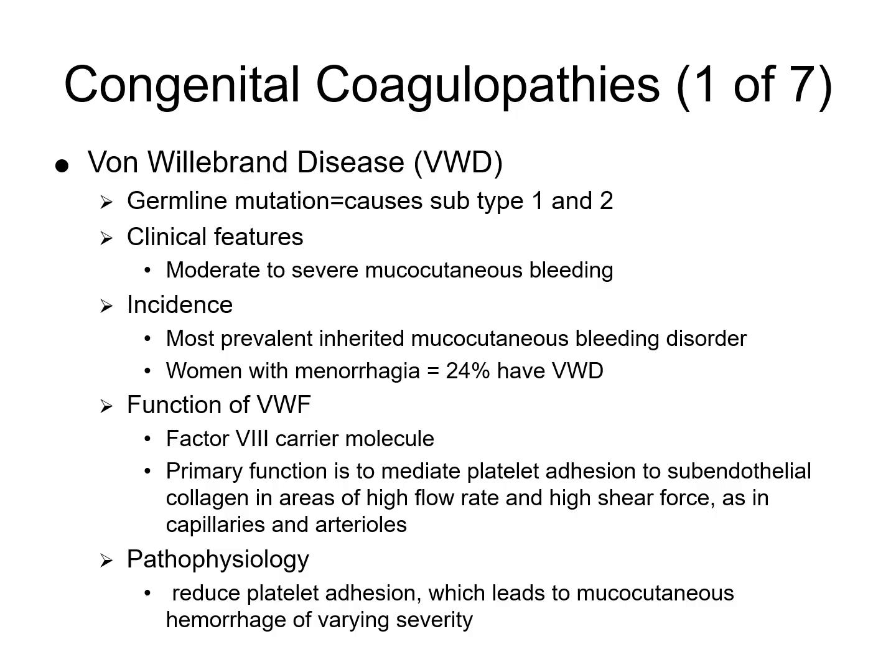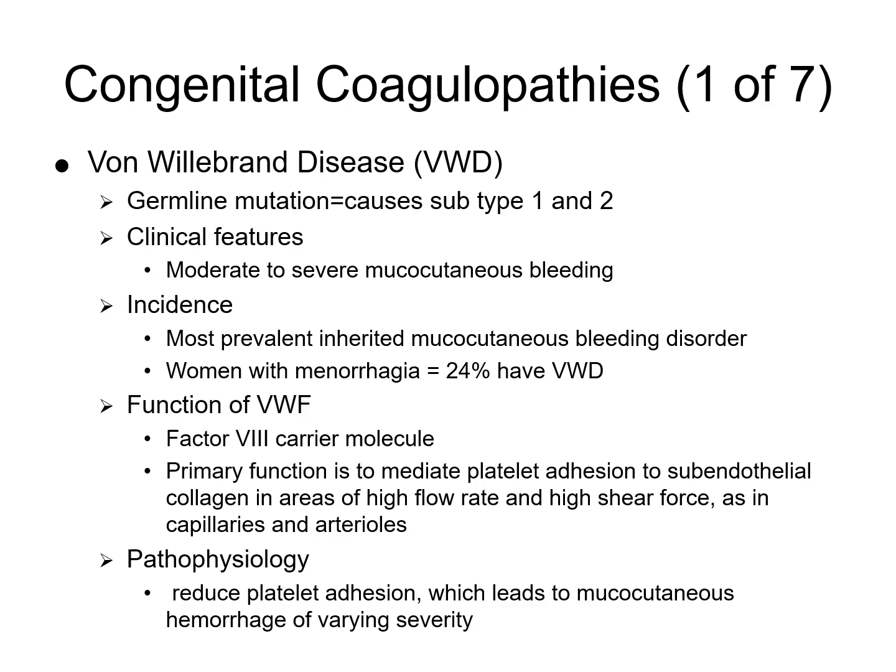Incidence and epidemiology: von Willebrand's disease is the most common inherited bleeding disorder worldwide. Prevalence is estimated at around 1%, though many cases are mild and probably undiagnosed. Among women with heavy periods, about 24% are found to have von Willebrand's disease. It affects both males and females, unlike hemophilia, which is X-linked.